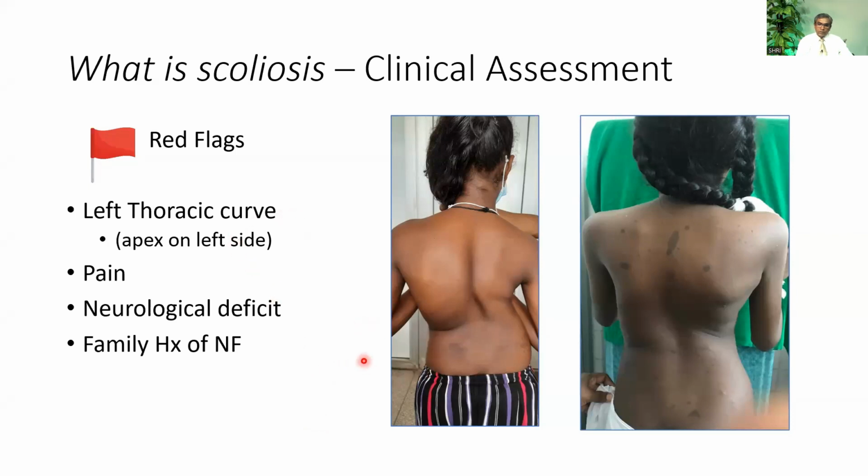Now, usually the apex of the main thoracic curve would be on the right side of the patient. That is the usual scenario. However, we then come across curves where the apex of the curve is on the left side. Sometimes it could be harmless. Sometimes it may be due to some other pathology which is going on apart from simple scoliosis. So if you encounter a left thoracic curve, that requires further evaluation.